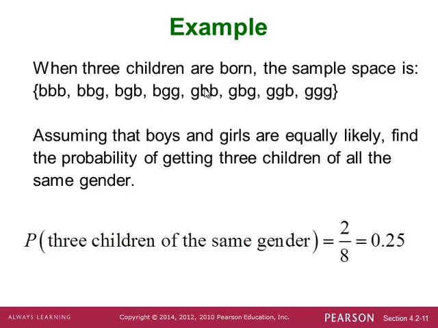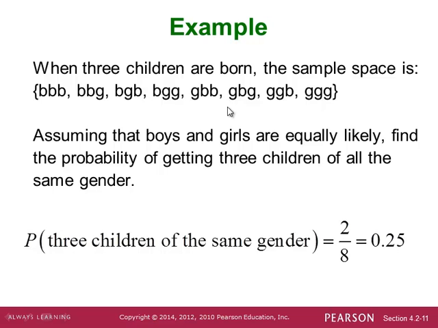So anyway, this first one you have 3 boys. This one you have 2 boys, and the next one you have 2 boys. Then 2 girls, 2 boys, 2 girls, 2 girls, 3 girls. There's 1 way of having 3 boys, 1 way of having 3 girls. So there are 2 ways of having children of the same gender.